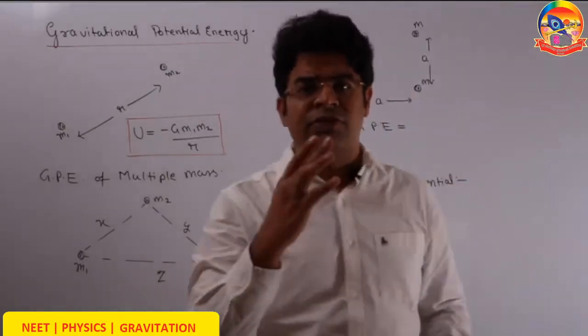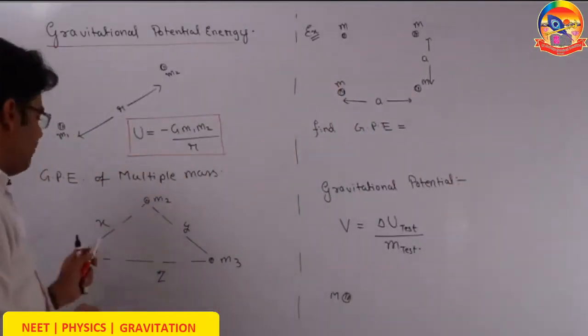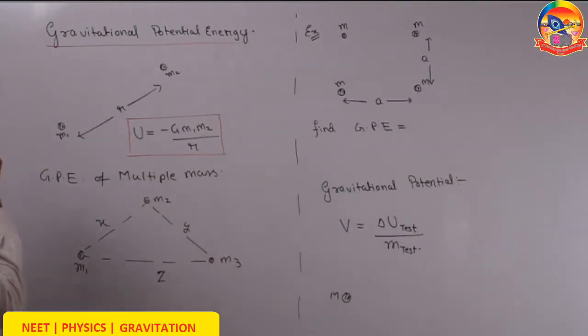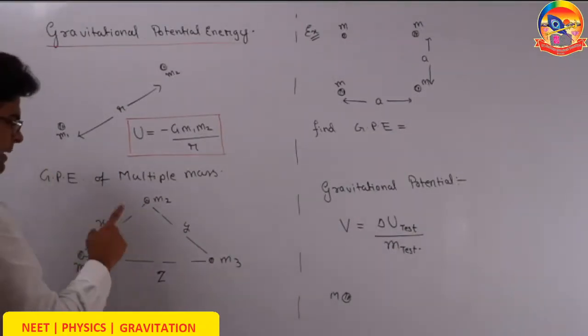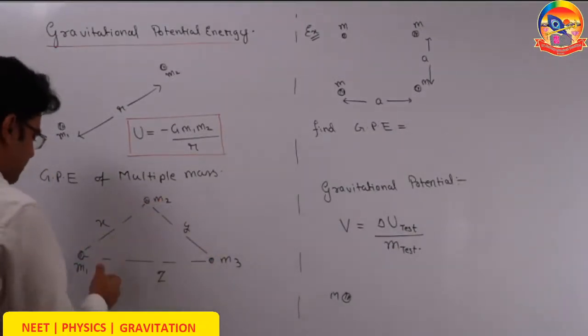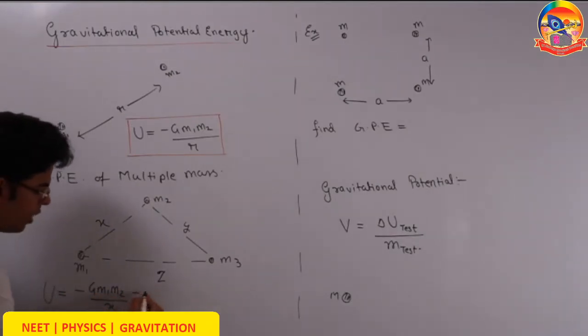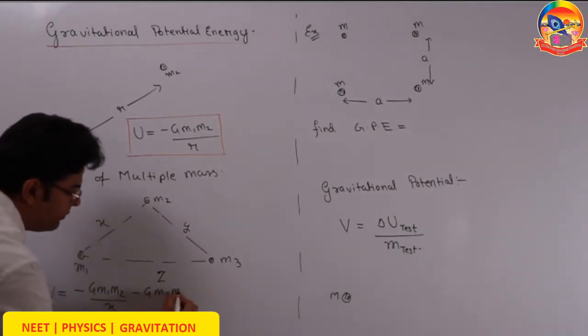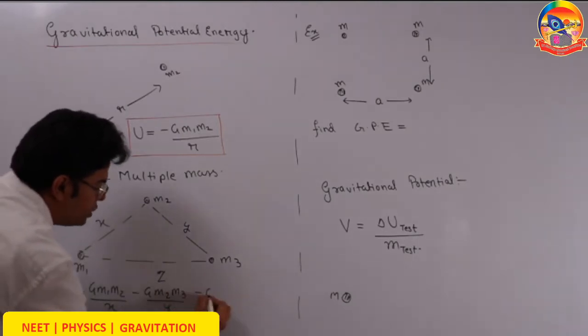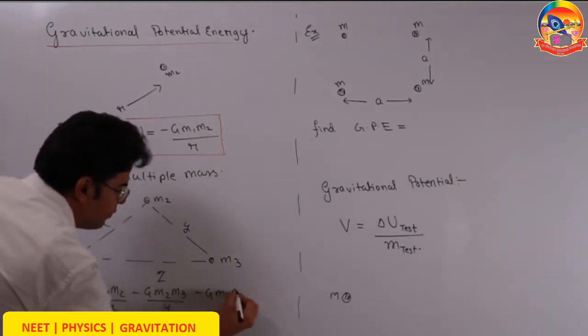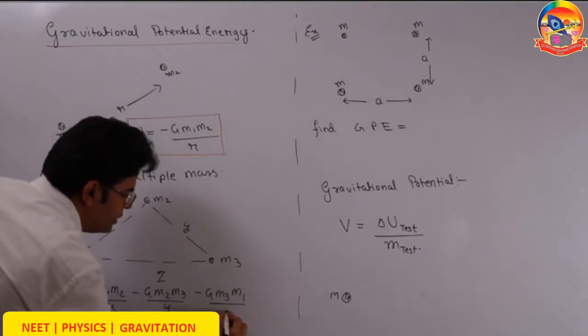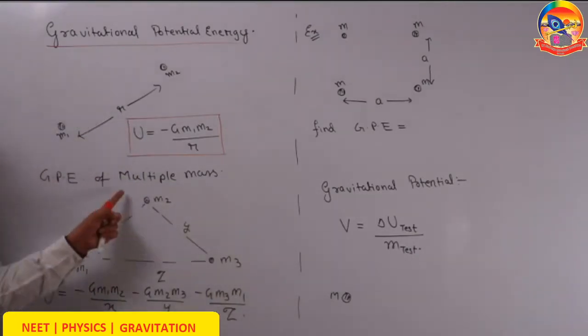Let's say in a system we have three masses m1, m2, m3, such that the separation between m1 and m2 is x, the separation between m2 and m3 is y, and the separation between m1 and m3 is z. Then we write the gravitational potential energy of the system as minus G m1 m2 by x, minus G m2 m3 by y, minus G m3 m1 by z. I have written gravitational potential energy for each pair here.